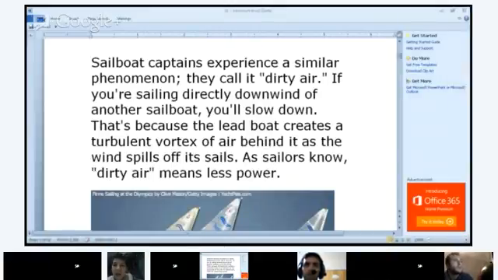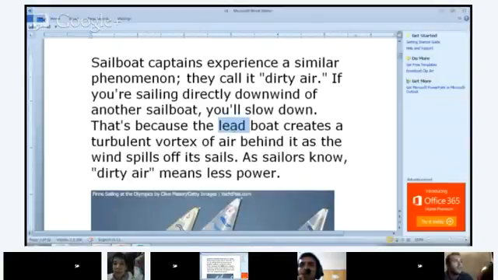Sailboat captains experience a similar phenomenon. They call it dirty air. If you're sailing directly in the wind of another sailboat, you'll slow down. That's because the boat creates a turbulent vortex of air behind it as the wind slips off its sails. As a result, dirty air means less power.